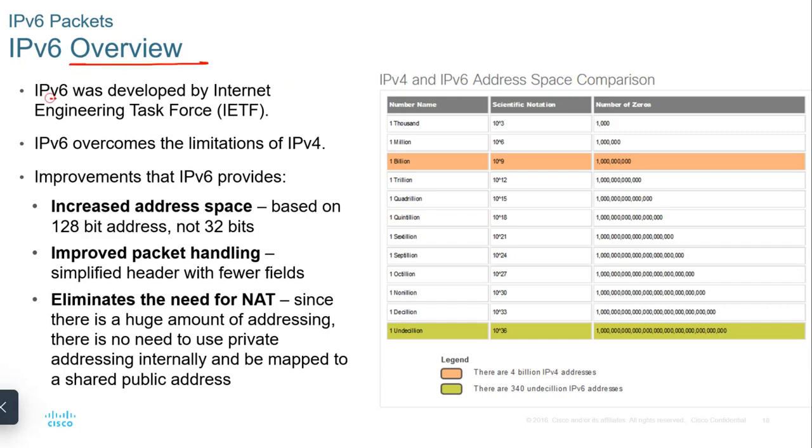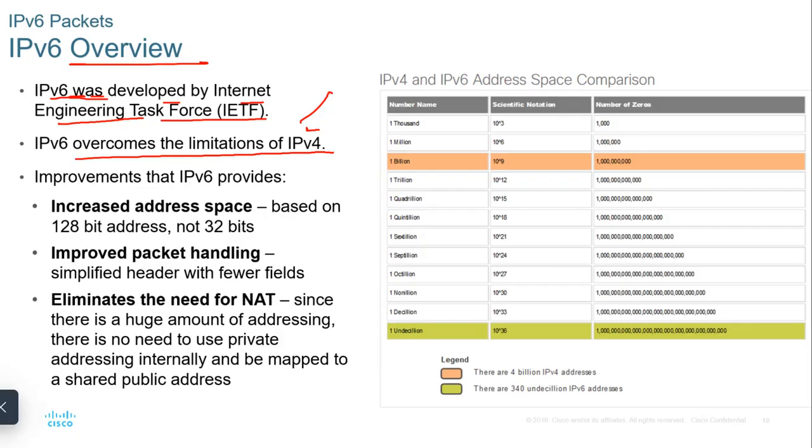IPv6 overview. IPv6 was developed by the Internet Engineering Task Force. It overcomes the limitations in IP addressing. The IP addresses are enough. There is end-to-end connectivity because the IP addresses are enough. You can use public to public without private. Then what else? The complexity. Now that you can decide to use just a single type of address, you won't find those challenges.